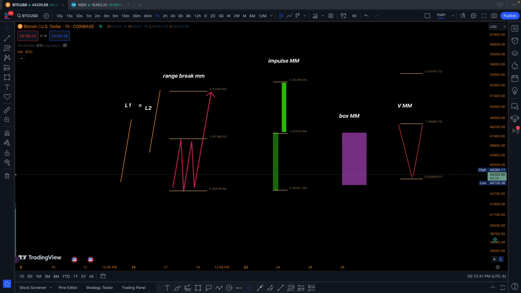What's going on, guys? Box here, and today I'm going to talk about measured moves. These are my absolute favorite thing in trading.